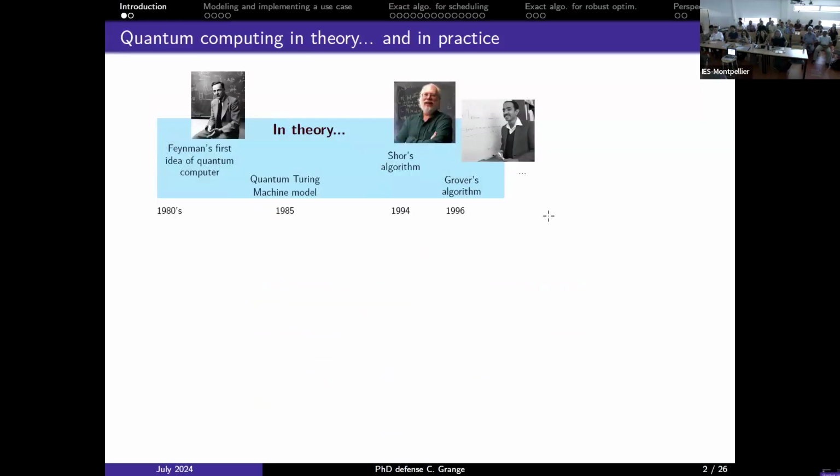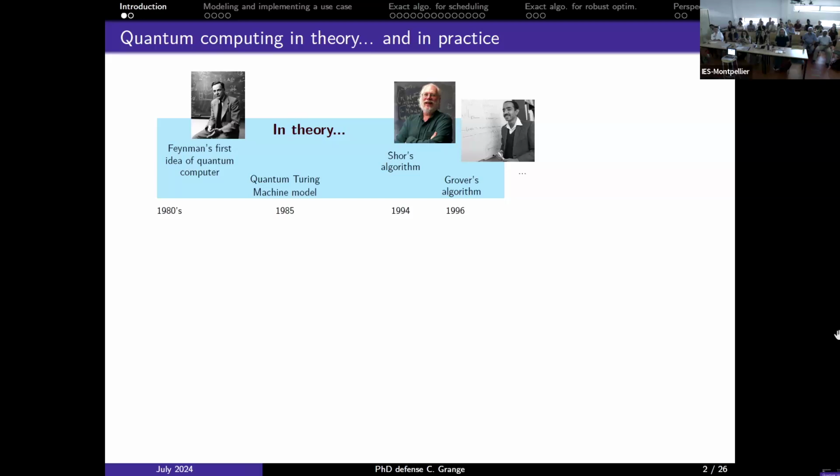So the story of quantum computing started with the idea of Feynman to build a quantum computer in order to simulate quantum mechanics. But shortly after, the first quantum Turing machine model was designed. And after that, there were many algorithms that were very important for the quantum computing field. The most famous one is Shor's algorithm. So the algorithm of Shor is really important.